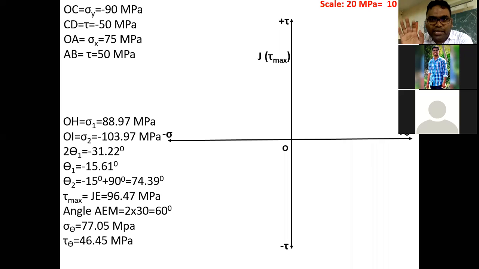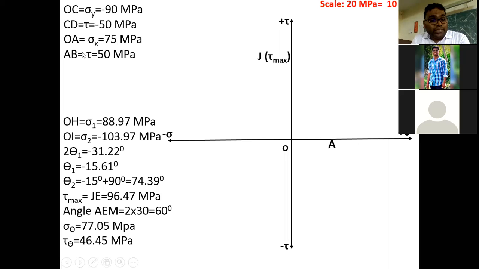We have taken the scale 20 megapascal equal to 10 mm, or we can say 1 centimeter. This is my scale. So the first value we have chosen is OA. OA is 75. Just divide 75 by 20, so it will be 3.75. So from O to A, mark A at that distance.